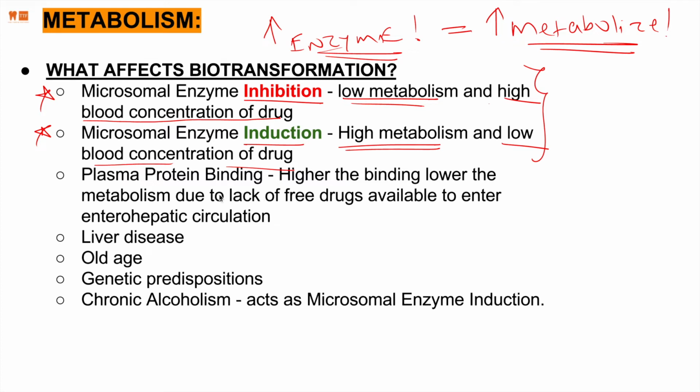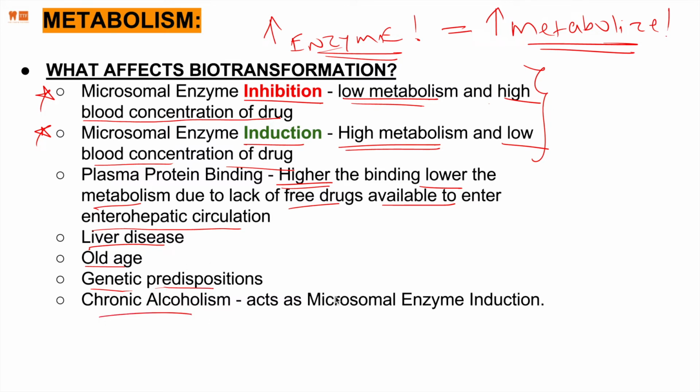Plasma protein binding, here it comes again. Higher the binding, lower the metabolism. Remember, the drug must leave the bus in order to enter the tissue and then go through metabolism and so on. But if the plasma protein binding is higher, then the metabolism will be lower because the drug is not free, still on the bus, due to the lack of free drugs available to enter the enterohepatic circulation. Situations where there is liver disease, old age, and genetic predispositions, biotransformation is affected.